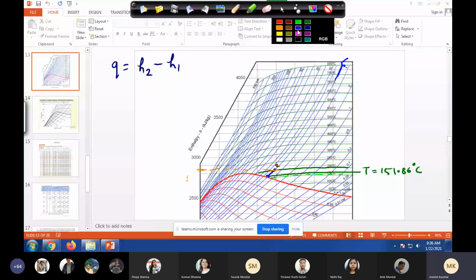So yes, where is that? So it's not there. We have to draw it. So these thin red lines are quality lines. So we have 0.95, 0.90, maybe somewhere here.